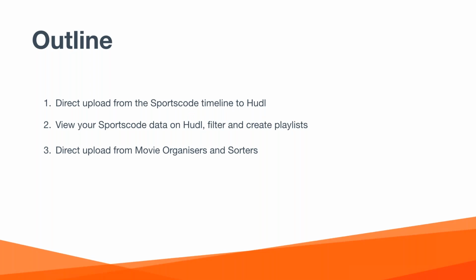So the outline for today: I'm going to take you through, to start with, direct upload from the Sportscode timeline to Hudl. You might have noticed since we released version 11, there's a Hudl icon in your timeline. I'll go through exactly what that does and how that works. Then I'll cover how to view your Sportscode data on Hudl, what it looks like, how you can filter it, and then create playlists. And finally, I'll finish off with the movie organizer and uploads to Hudl.